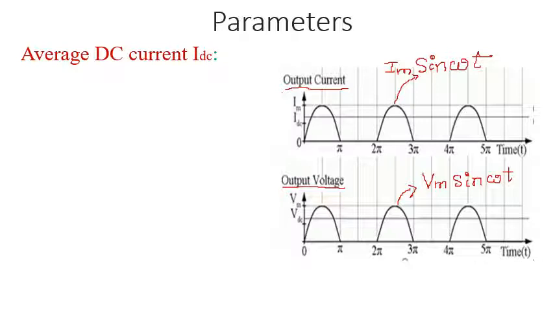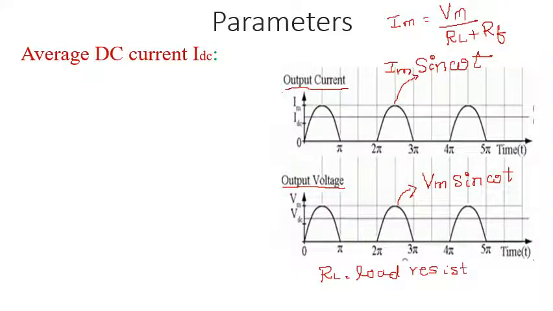Or I can also write Im as Vm divided by RL plus Rf, where RL is the load resistance and Rf is the forward resistance of the diode.